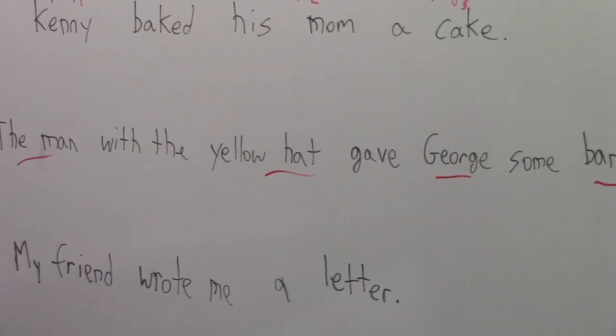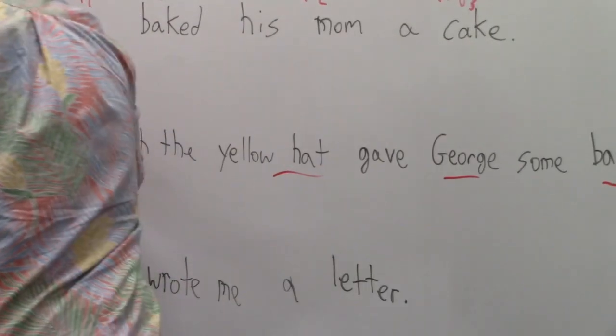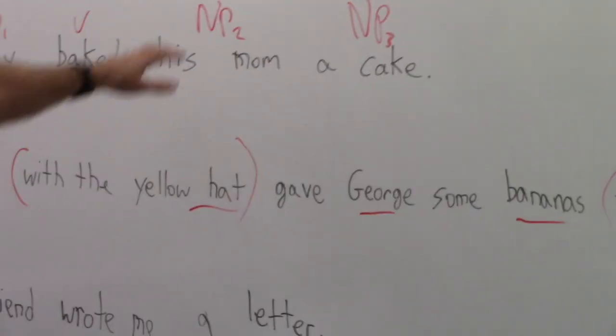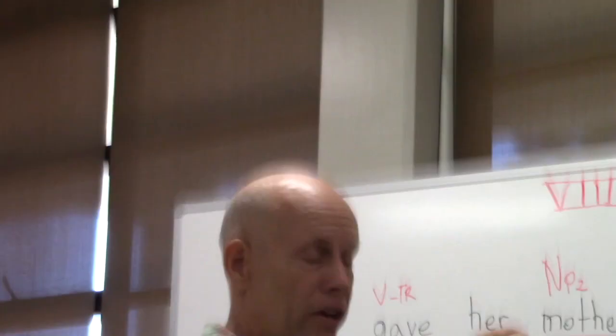The hat. How come? Because there's also a preposition that's very big. Okay, you see that? And what are we left with? The man gave George some bananas. And it's just the same simple-looking pattern 8 here.